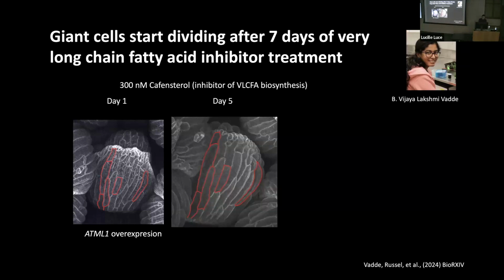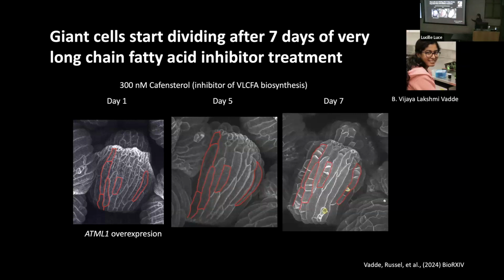And watched it. 5 days later, they just all grew. And that's what we expect. But at 7 days, she got something spectacular. You can see those giant cells, they went back and divided into smaller cells. I didn't know this was possible. These cells are 16C to 32C cells. How are they even segregating their chromosomes to divide?